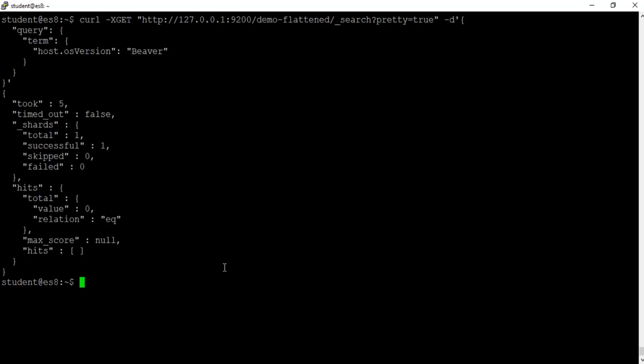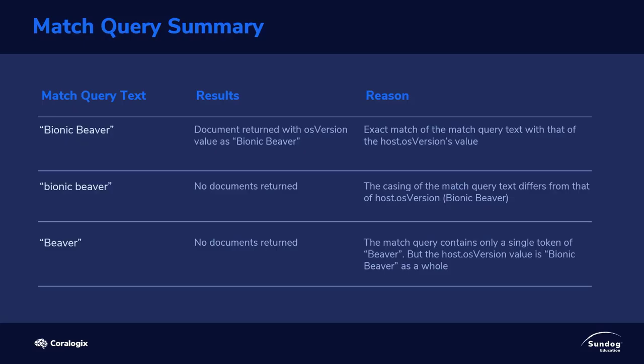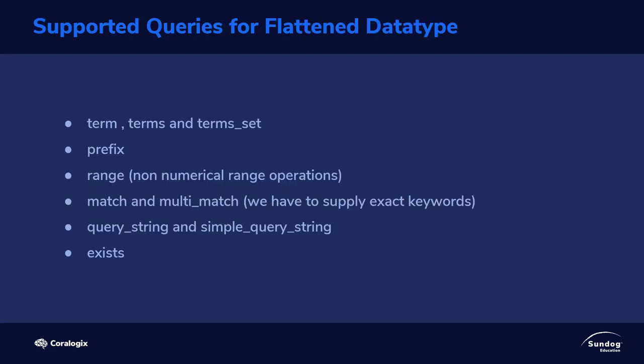Here's a quick summary of the different scenarios of searching with the match query. You can see here that the match query has to be exact. It has to be Bionic Beaver with capital B's, otherwise you don't get a result back. That's because Elasticsearch stores the flattened data type values as keywords. So queries involving any numerical calculations or full text matching cannot be applied to the flattened fields or their inner fields. So here's a list of the supported queries for the flattened data type. You can do term, terms and terms set, prefix, range, match and multi-match, query string, simple query string, or exists.